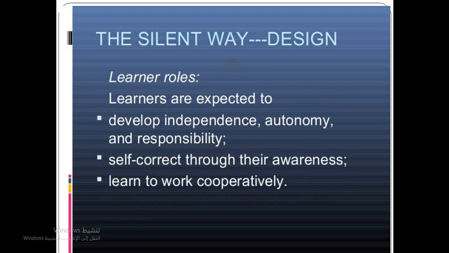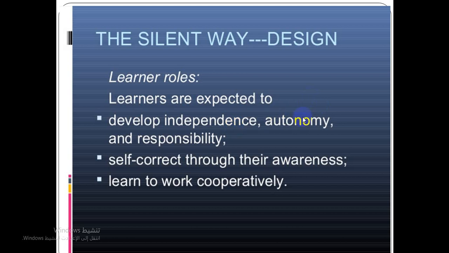What are the learner's roles? Learners are expected to develop independence, autonomy, and responsibility. Developing independence means that learners are aware that they must depend on their own resources and realize that they can use the knowledge of their own language to open up some things in a new language.